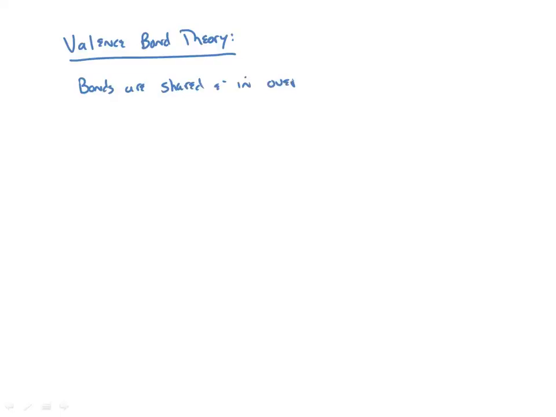And so instead we have what is called valence bond theory. And the big tenets of valence bond theory is simply that the sharing of electrons is between the overlap of those atomic orbitals. So bonds are shared electrons in overlapping atomic orbitals.